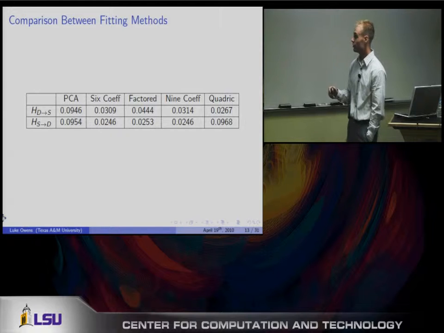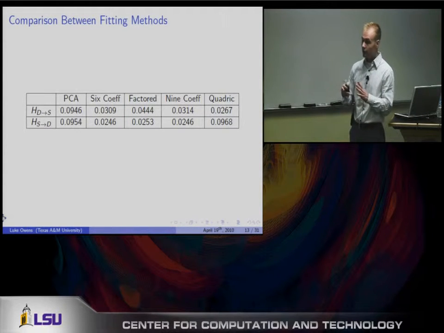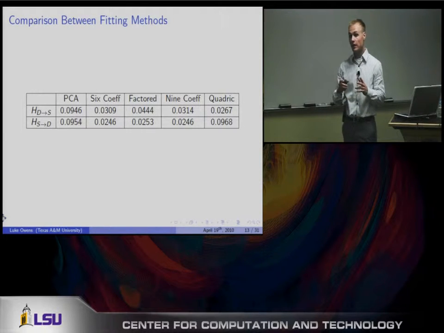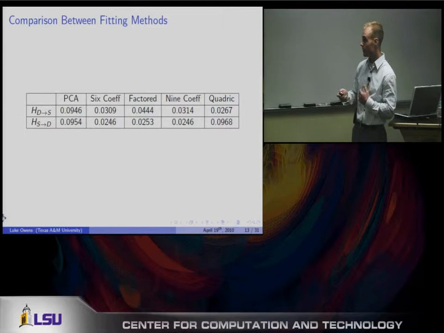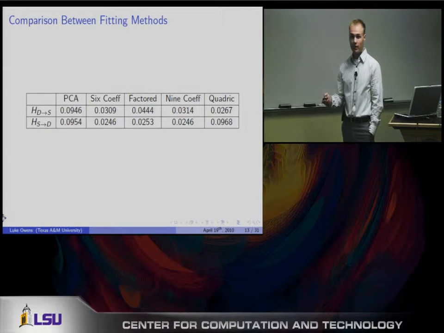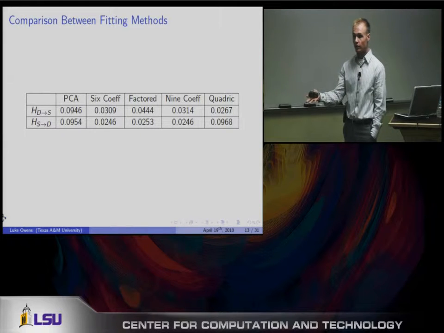Here's our Hausdorff distance computation. PCA, 6 coefficients. So a couple things to notice. First off, since we are just doing the standard minimization, we haven't added a penalty for the surface area, right? We haven't added a penalty for the 2-sided Hausdorff. We don't have much control over this bottom line here. So let's just look at the top one. PCA is what it is. 6 coefficient is good. Factored a little worse. 9 coefficient a little worse than the 6 coefficient, which you wonder how is that possible, right? Because the 9 coefficient is more general than the 6 coefficient.